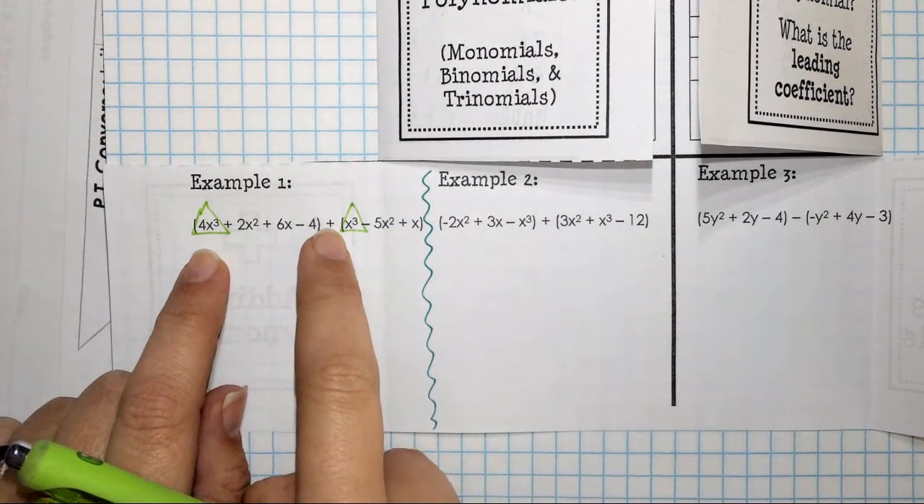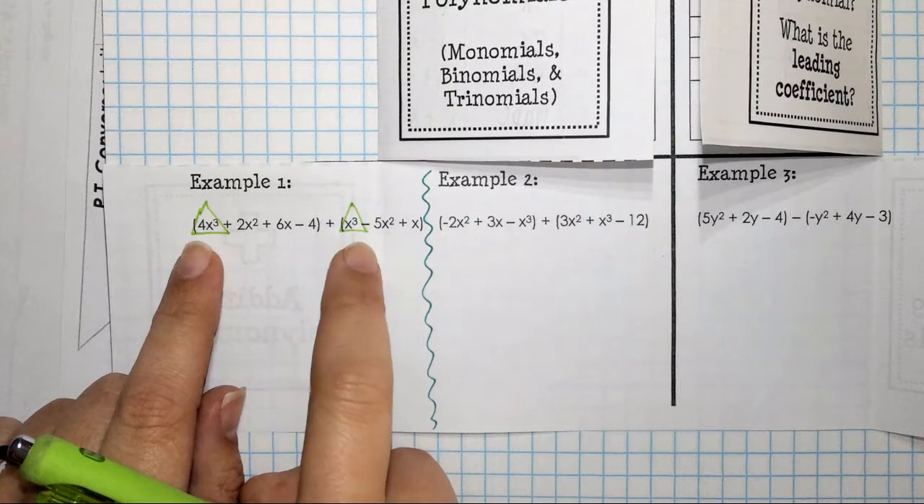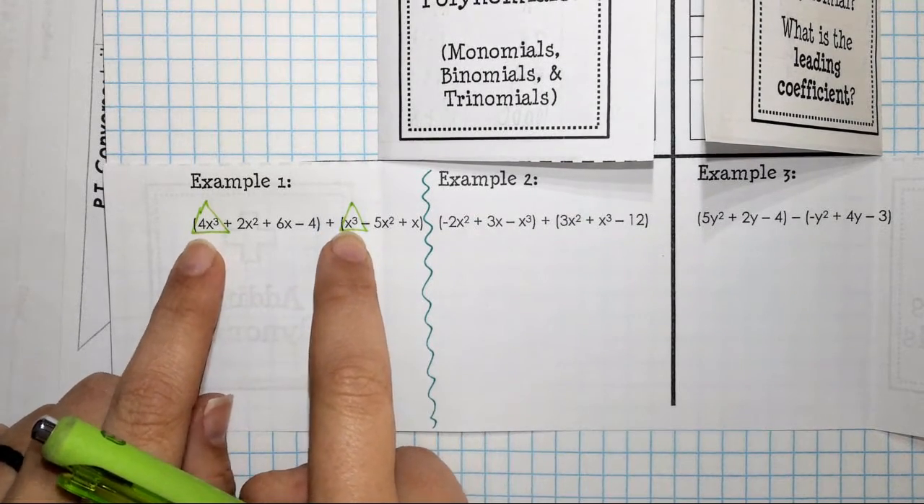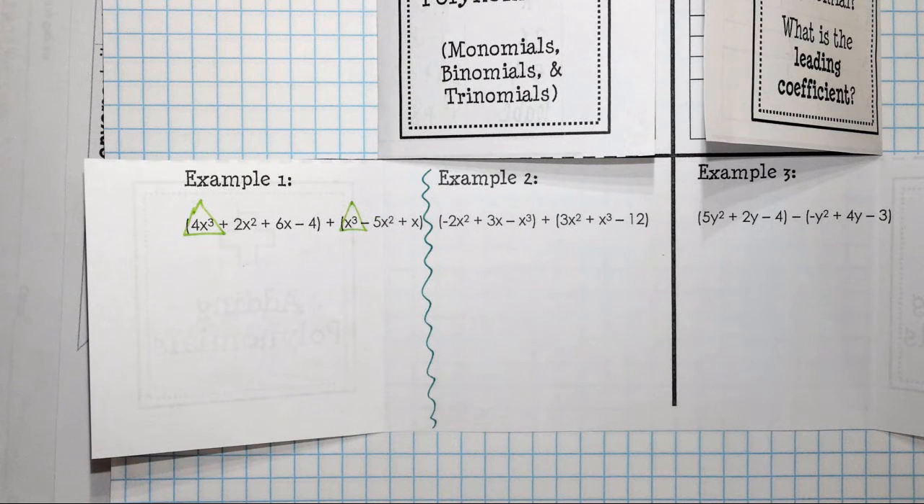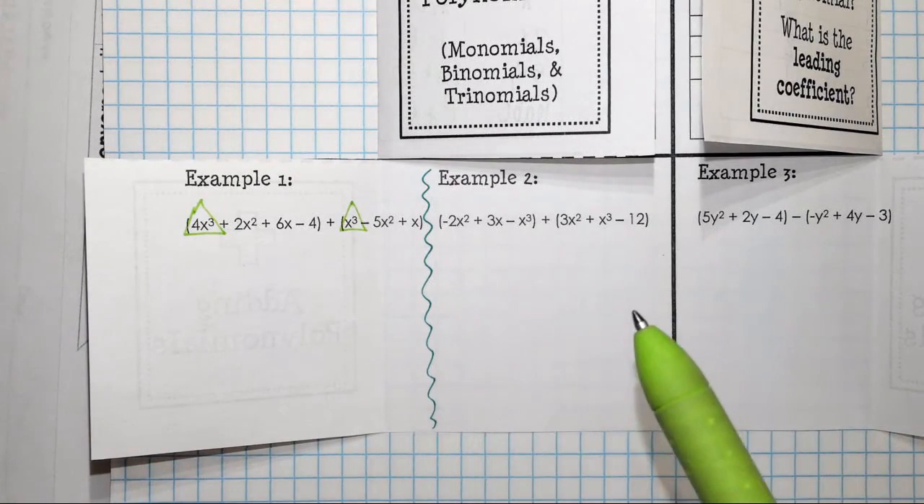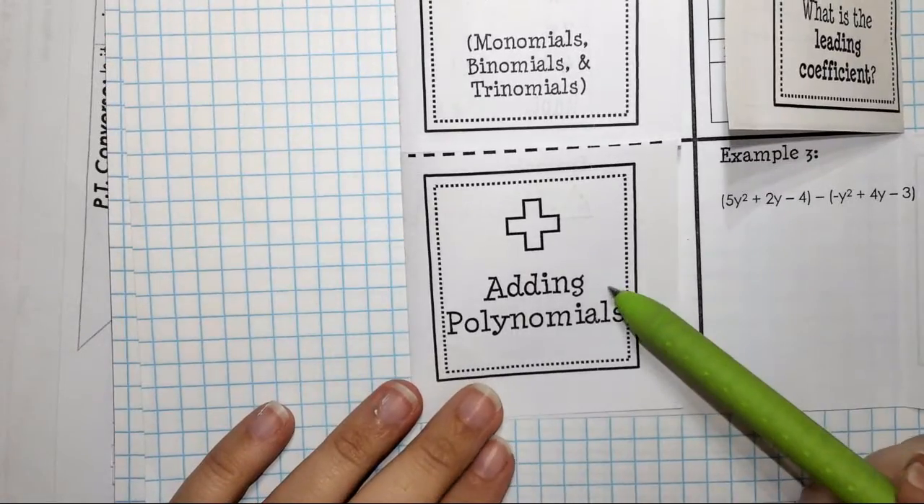Now, there's a big plus sign in between our parentheses. So what are we going to do with those two things? Add them. Are we going to add the exponents or the coefficients? Coefficients. You only add the exponents when you multiply. Are we multiplying here? No. It literally says adding on the front.